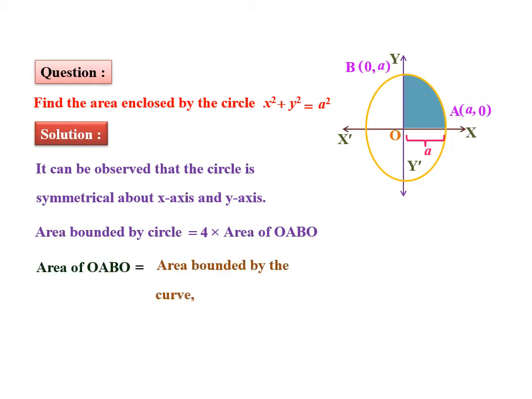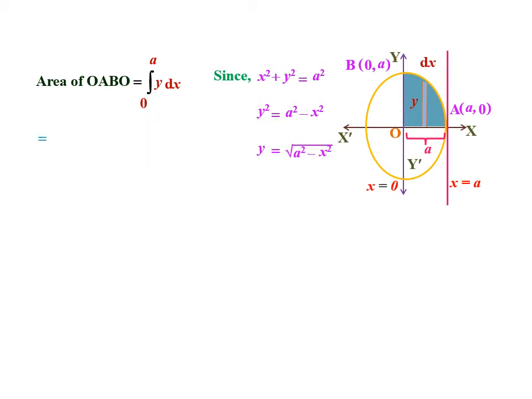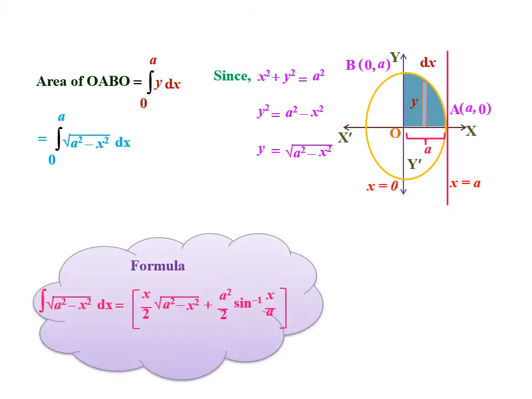So area OABO is equal to the area bounded by the curve, the x-axis and the lines x is equal to 0 and x is equal to a. So the integral from 0 to a of y dx. Now let us calculate y. x square plus y square is equal to a square. So y square is equal to a square minus x square, or y is equal to root of a square minus x square. Substituting the value of y, we get the integral of root of a square minus x square dx.